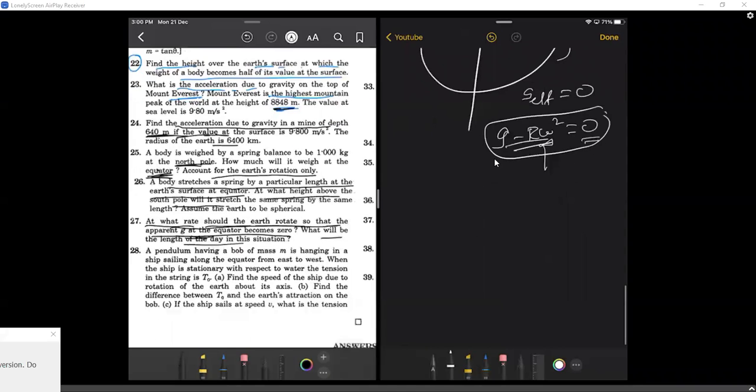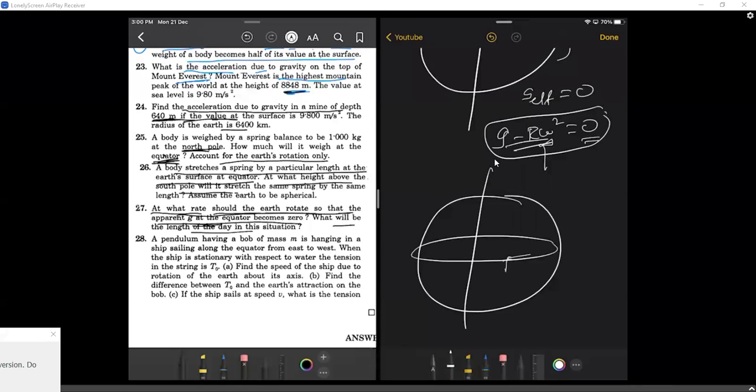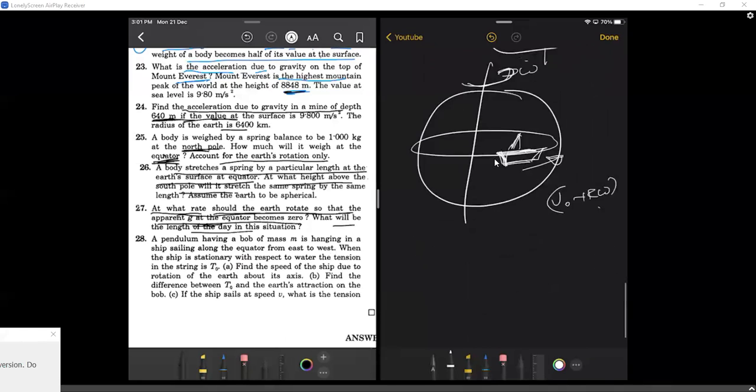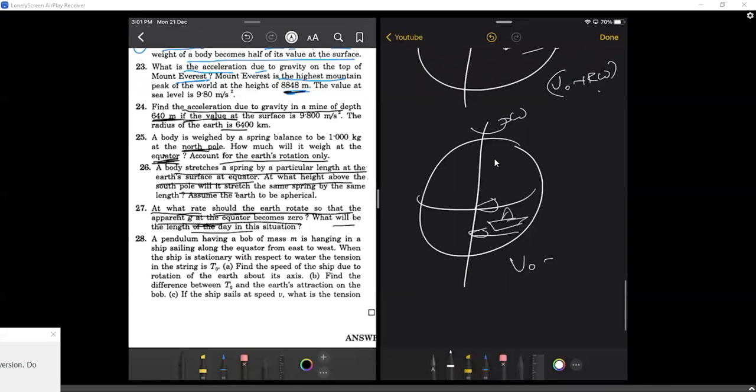And question number 28 is also an interesting one. So there is a ship going on the equator. Already Earth is rotating with omega, let us say. Now, if the ship is also going in the same direction, it adds up with the Earth's rotation. So you will get V plus R omega as the speed of the ship. If the Earth is rotating like this and the ship is traveling in the opposite direction, you get V naught minus R omega.